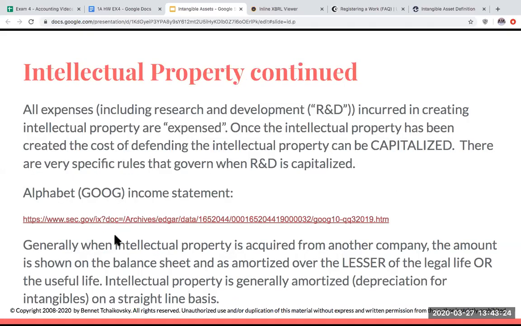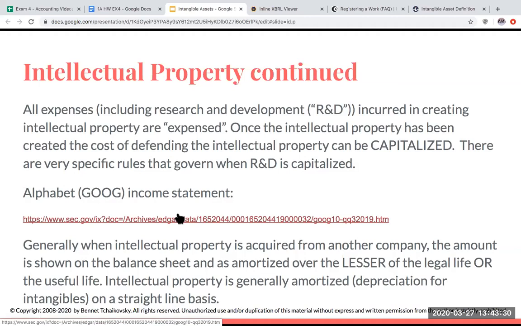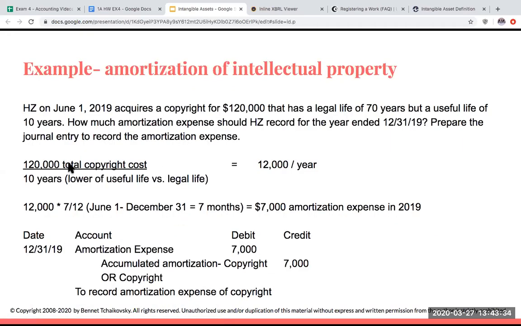One other thing is that intellectual property is generally amortized on a straight line basis. So the way I'm going to record the amortization expense is my total cost of the copyright divided by the lesser of the useful life or the legal life, which here is going to be 10 years. So the amount I'm going to be amortizing this copyright every year will be $12,000 per year.